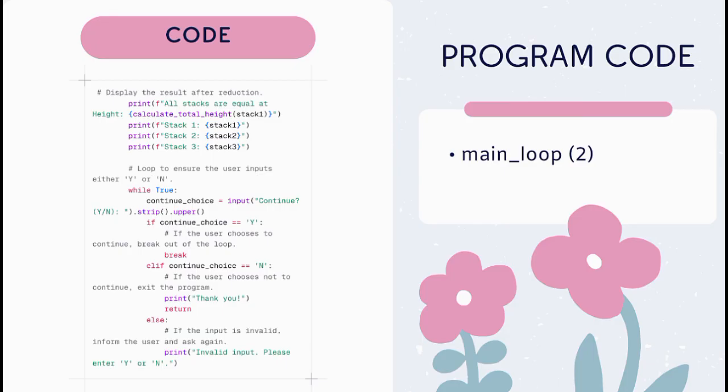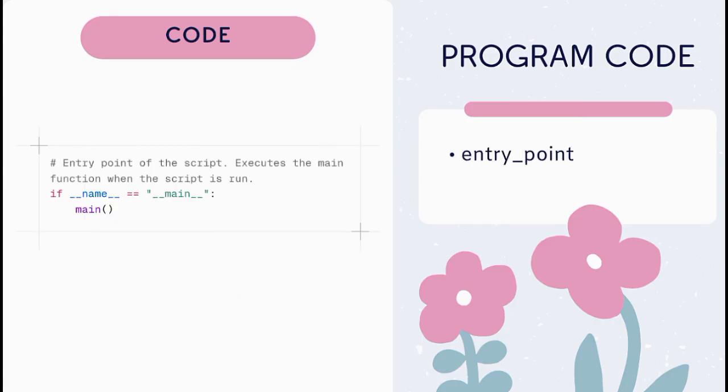It checks if the stacks are of equal height using the equal_heights function. Depending on the result, it either prints that all stacks are equal in height or informs the user that the stacks will never be equal. The user is then asked if they want to continue or exit. If they choose to continue, the loop repeats. Otherwise, the program exits.